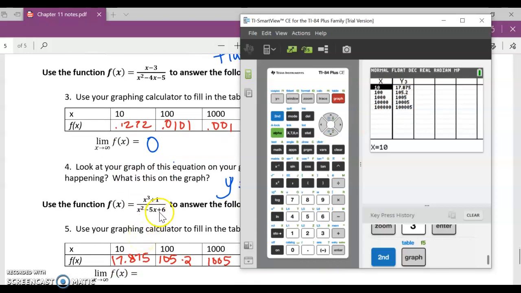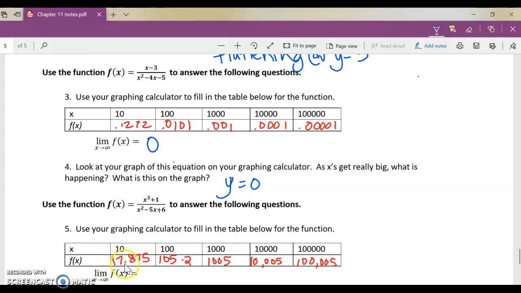I can go ahead and fill these in my table. So x gets bigger and bigger and bigger. And so does the y value. If y gets bigger and bigger and bigger, I would say y is approaching infinity. So here I would say my limit does not exist. All right, what's happening to this? Yeah, limit does not exist.